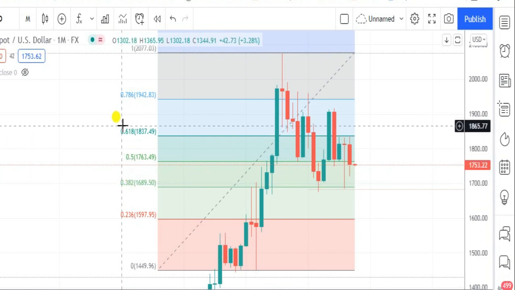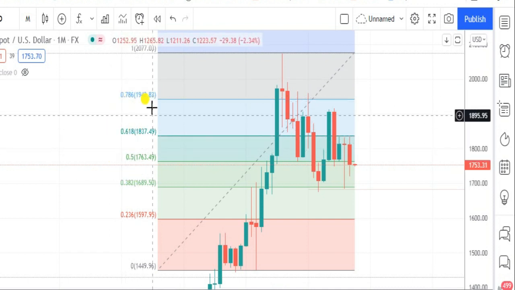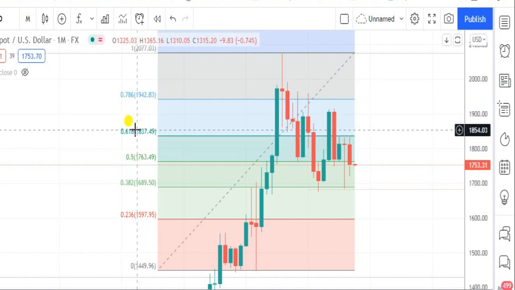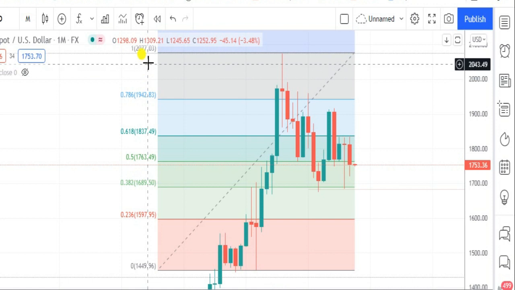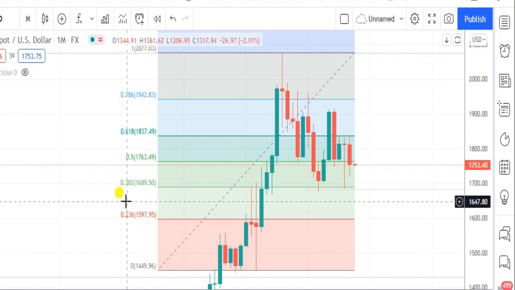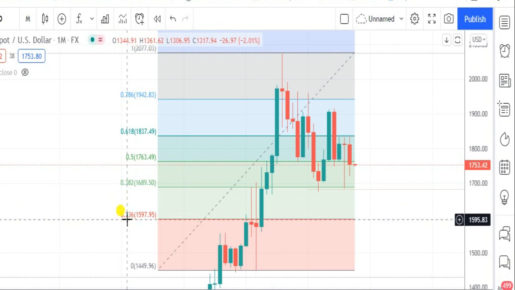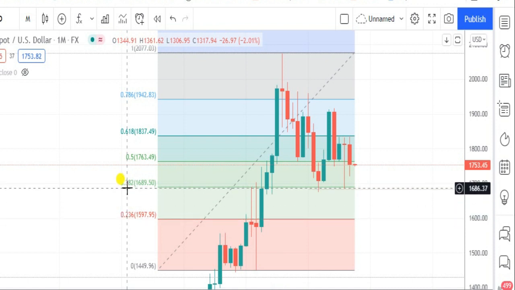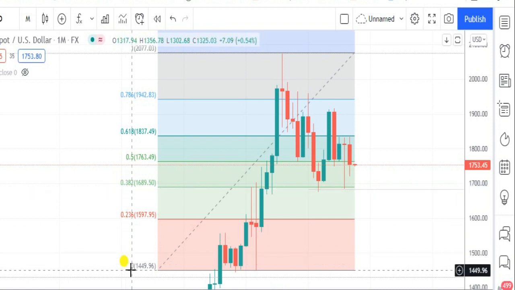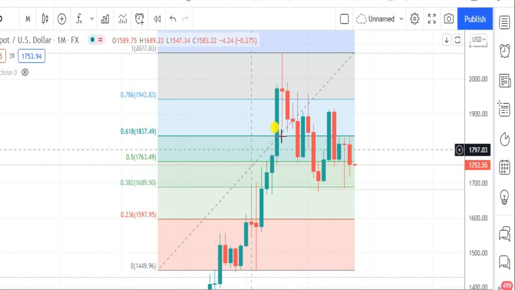Above the 61% retracement level, you can see the market becoming more and more bullish. If the market breaks this area, then you can see more bullishness, at least till the 2080 level. And if the market moves below the 38% level, then we can also see more retracement till the 1450 level. So these are the two possible trades.